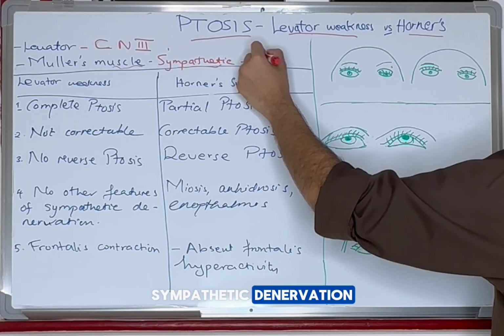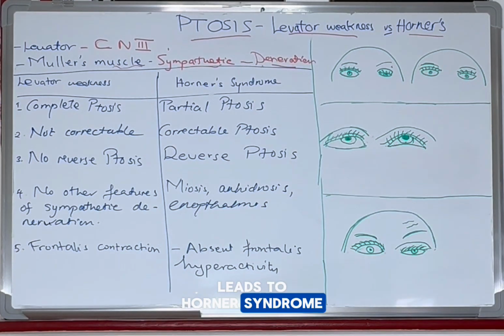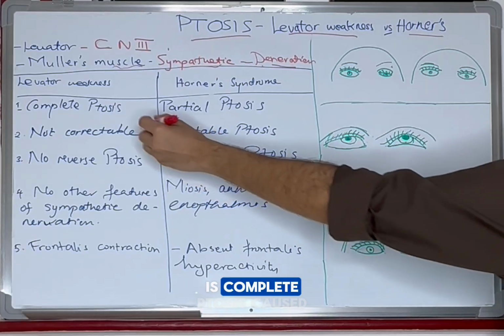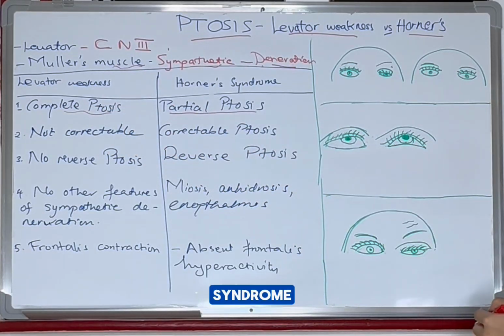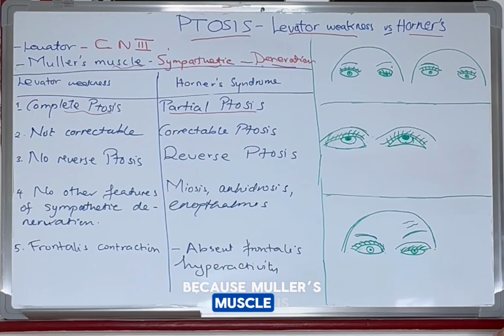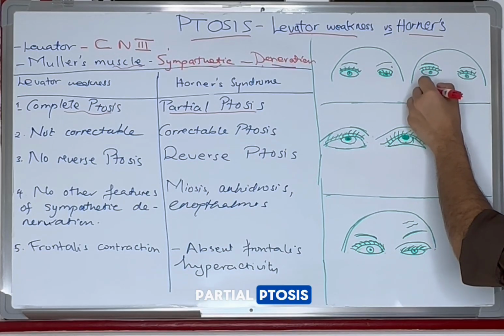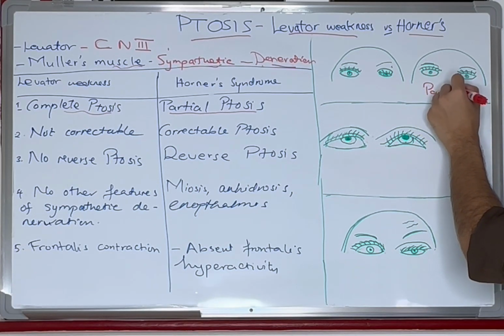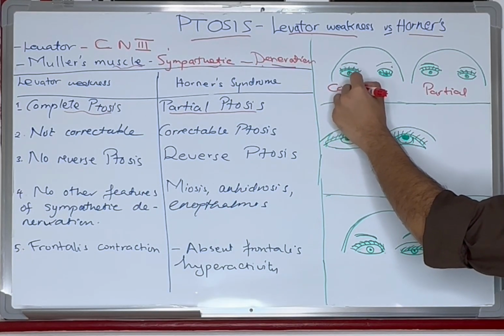Sympathetic denervation leads to Horner's syndrome. The first difference between ptosis caused by levator weakness or Horner's syndrome is complete ptosis caused by levator weakness and partial ptosis, which is caused by Horner's syndrome. Because Muller's muscle is just an accessory elevator, this will lead to partial ptosis. So this is partial ptosis, while levator weakness will give you complete ptosis.